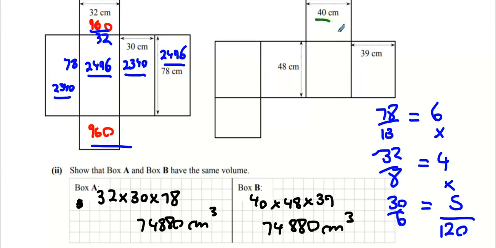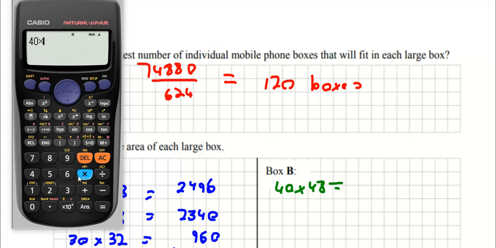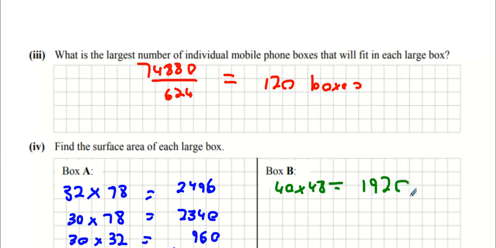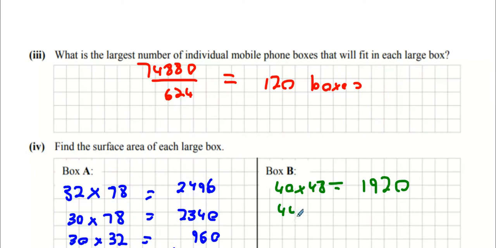Okay, now I'm going to work on box B. So for box B, we're going to have 40 times 48. And 40 times 48 is 1920. So that's 1920, and this one's also 1920. Then we're going to have 40 times 39. So 40 times 39.